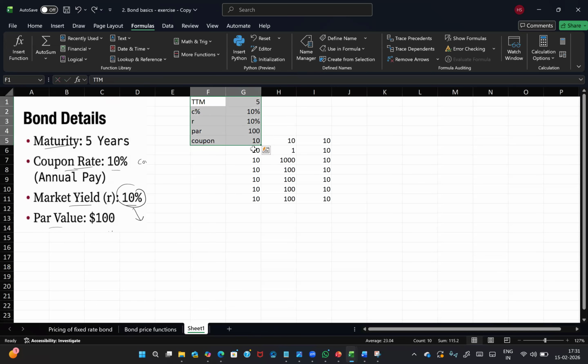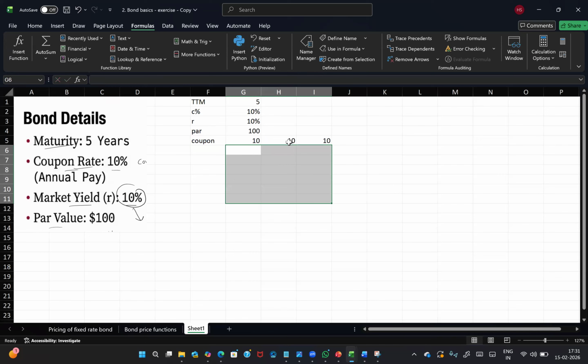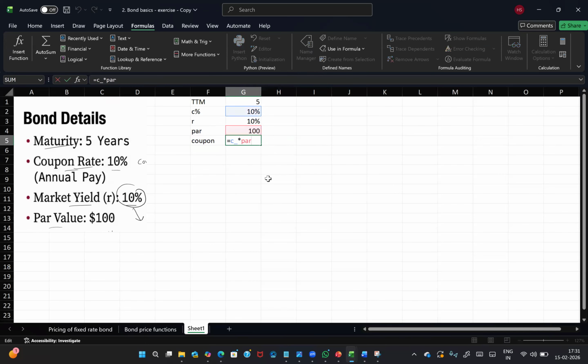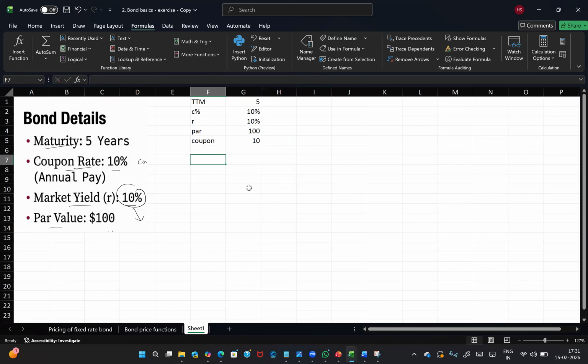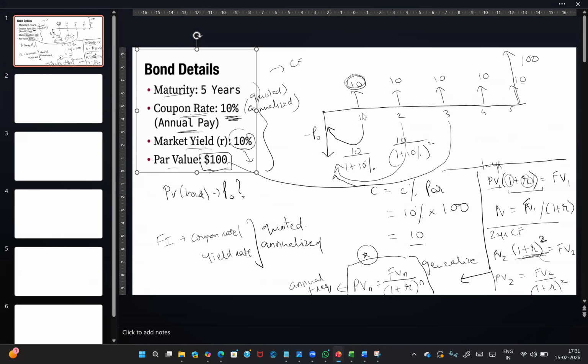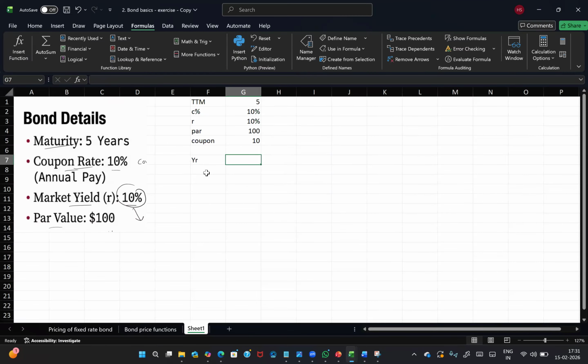Okay, so right now, this is where we are. I'm going to delete what we don't need. So coupon has been done. Now, coming to the cash flow diagram. I'm going to put this in Excel. The years will be in one column.